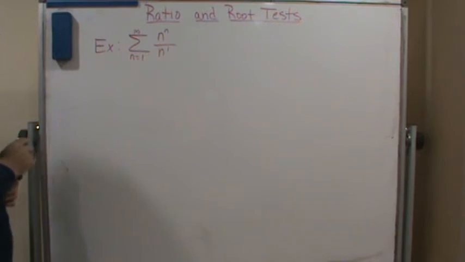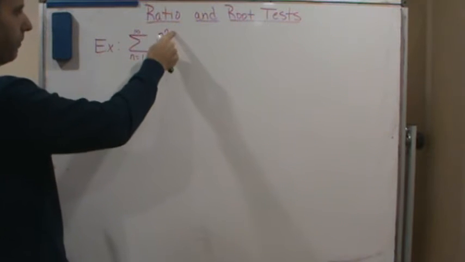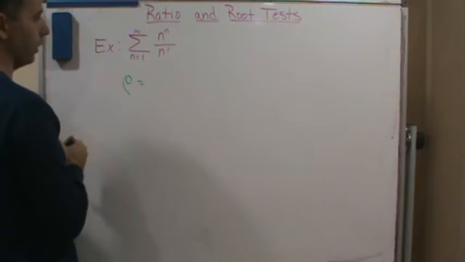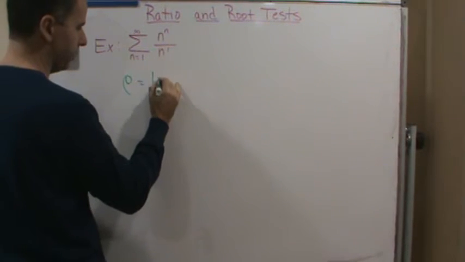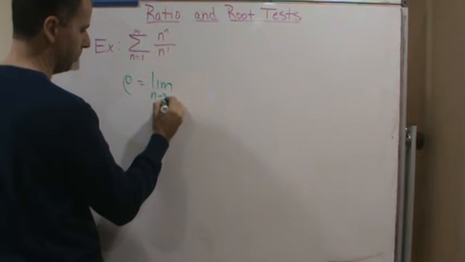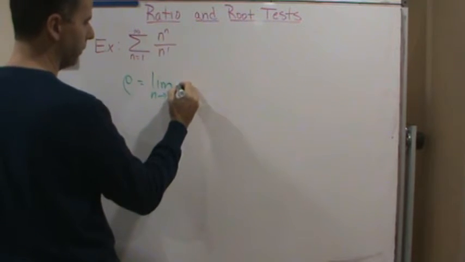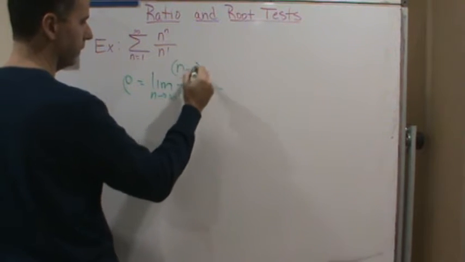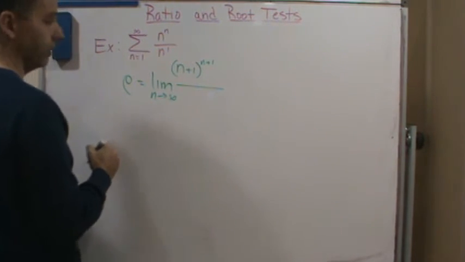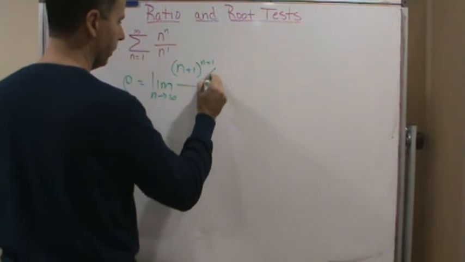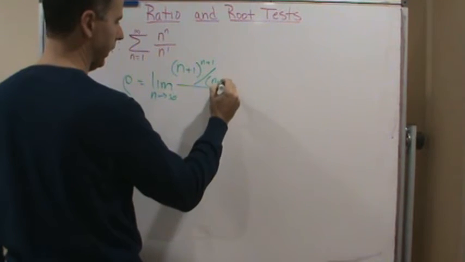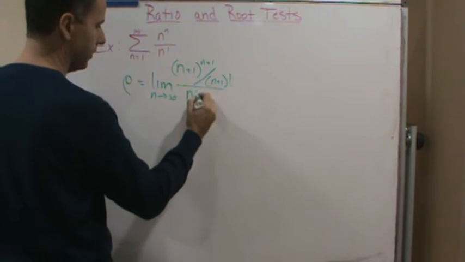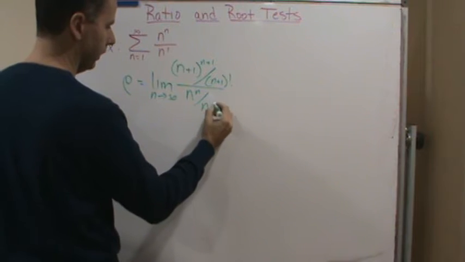So with this case here, we have n to the n over n factorial. So again, we're going to set up rho, which is going to equal the limit of the ratio. So limit as n approaches infinity of what? It's going to be the ratio of n plus 1 to the n plus 1 power divided by n plus 1 factorial over n to the nth power over n factorial.